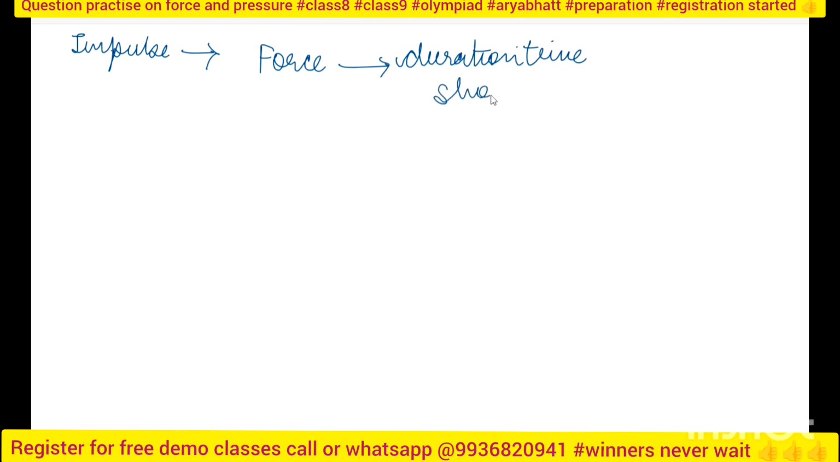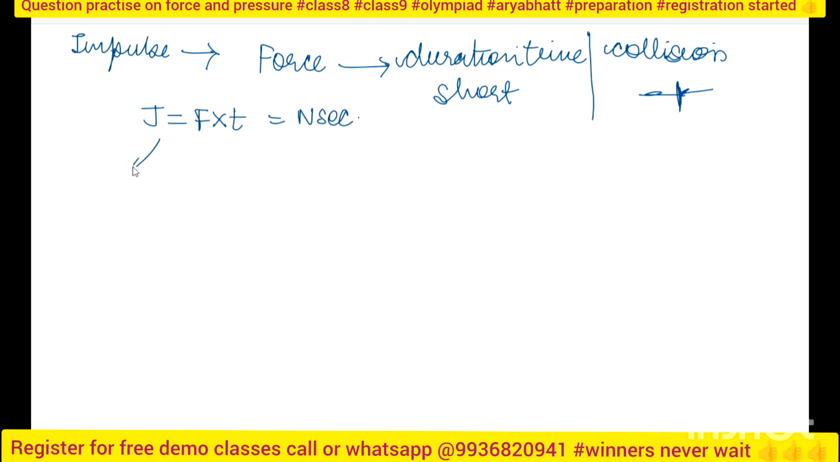Now see, in examples of collision time, when one body is colliding with another body, it is a very short duration of time, right? When we are observing something scattering, that is also a very short duration of time. So impulse J is force into duration of time, that is Newton second. Or I can directly say that impulse J is equal to the change in momentum also.